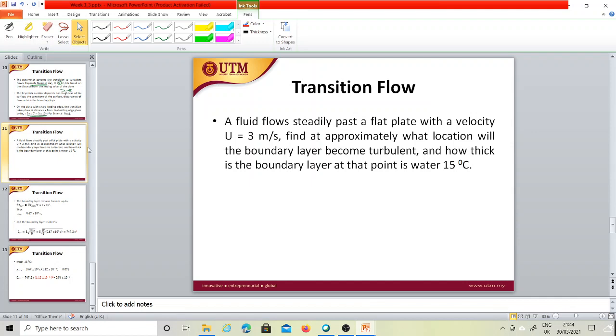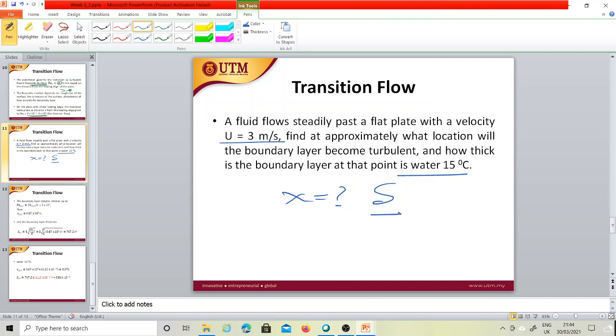So these are the theoretical part, and now here is a problem. A simple problem is given for you. A fluid flows steadily past a flat plate with a velocity of u. It means the free stream velocity is this much. Find at approximately what location the boundary layer will become turbulent. It means you have to find out the value of x at which the laminar flow turns to turbulent flow, and how thick is the boundary layer at that point, when the water temperature is 15 degrees. What is the thickness of this? It means you also need to find out the boundary layer thickness.